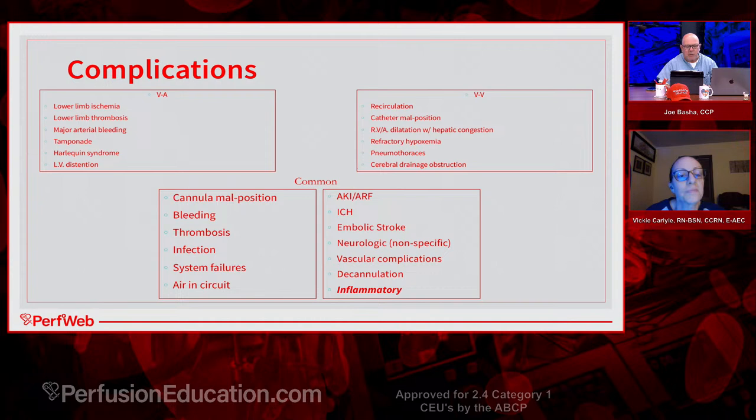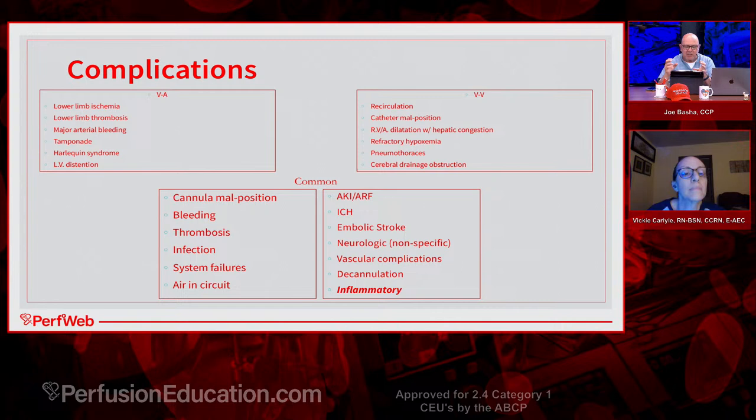So you break these complications down, and we're going to separate it out. On the left side of your screen, you see VA ECMO, veno-arterial ECMO. On the right side, you see VV ECMO. And then below, you have the common things. It's kind of like the coagulation cascade. You have your intrinsic, your extrinsic, and then you meet at 10A and you're at factor 10 where your common pathway is. So in this case, it's VA complications, VV complications, and common complications.